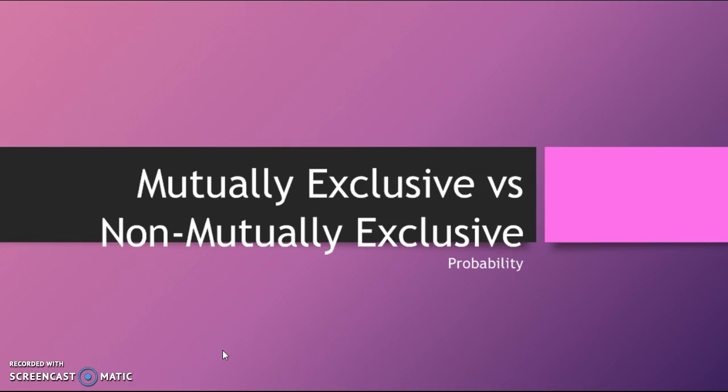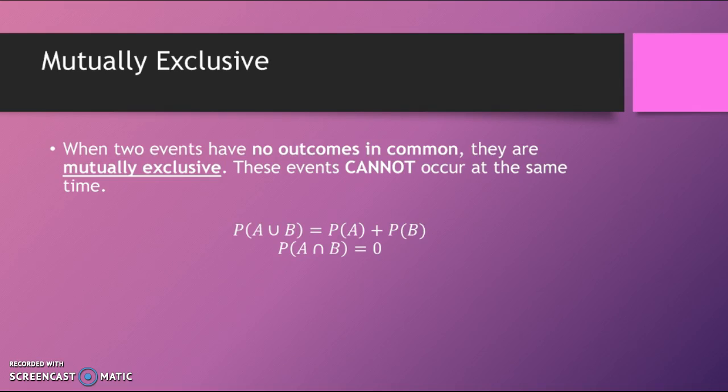So now we're looking at the "or." We're looking at this or this happening one time, or getting a red card and a king at the same time, but it's still just drawing one card, one event is happening. So to begin with, we've got mutually exclusive.